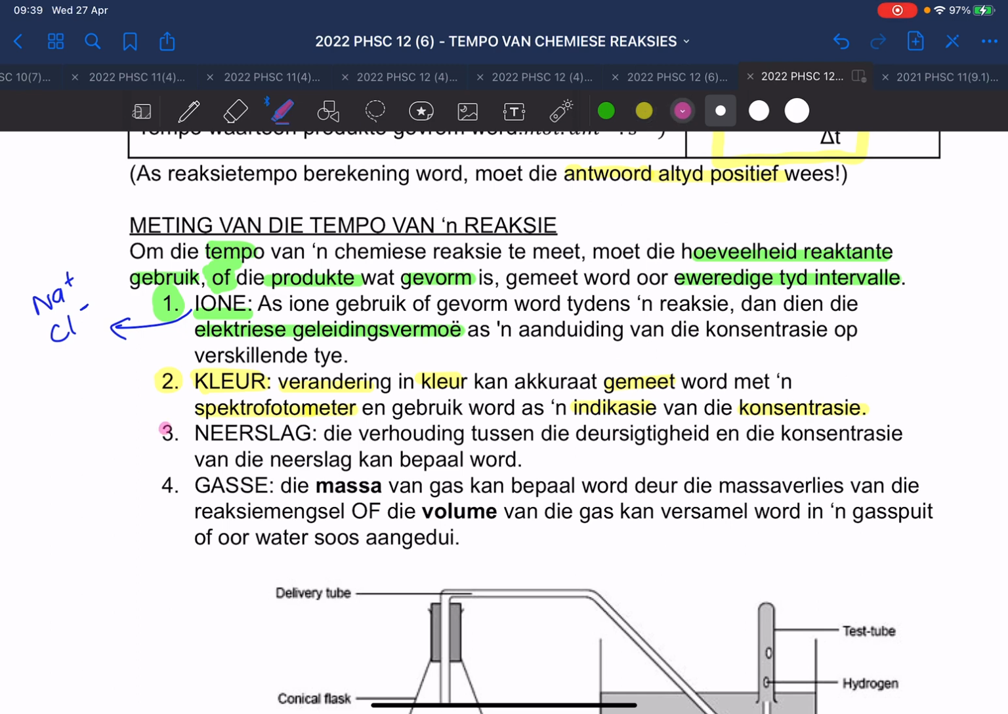The next one is one that we use a lot, a precipitation, a neerslag. And the precipitation is the ratio between deursigtigheid in Engels, the visibility, the transparency. Dis wat ek genoem het. Deursigtigheid en die konsentrasie van die neerslag kan bepaal word. Okay. And we are going to look at a reaction today that makes a precipitation. En neerslag is 'n onoplosbare sout.